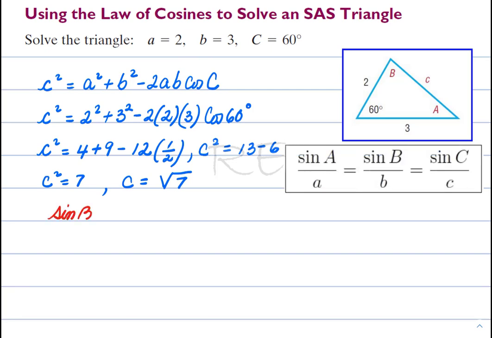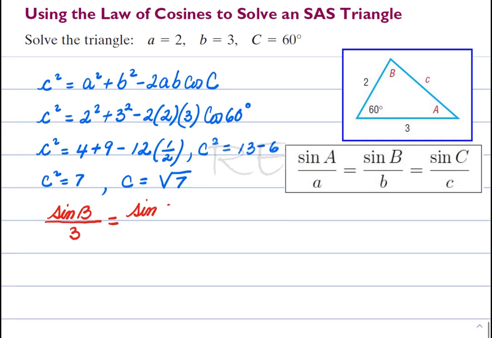To find sine B, we can use the law of sines since we have a side-angle pair. So sine B is to 3 what sine 60 is to C, which is square root of 7. Sine B, when we multiply both sides by 3, is equal to 3 sine 60 divided by square root of 7.